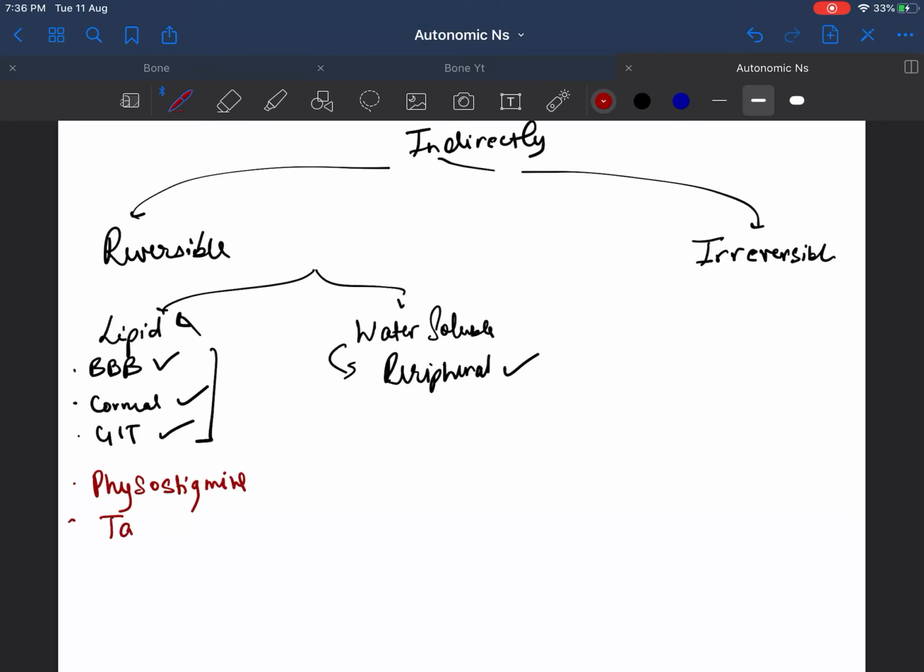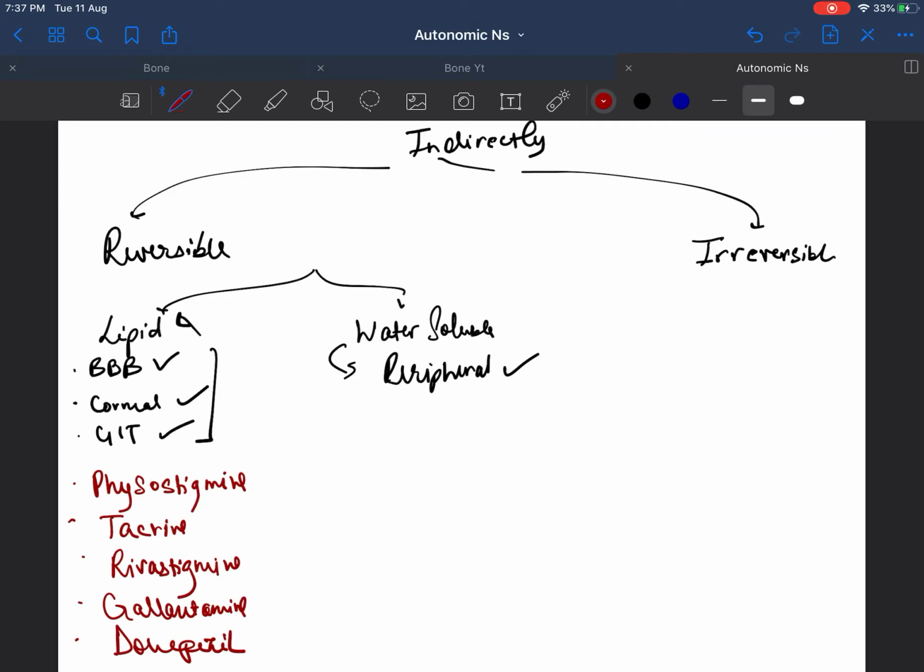We have tacrine. We have rivastigmine. We have galantamine, and we have one more drug. One more drug. I'm sorry, I forgot about it. Donepezil.